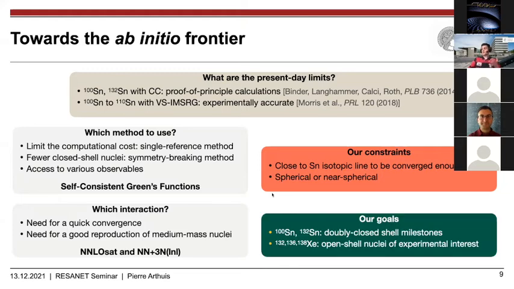So the goals we fixed ourselves were, well, the double closed shell milestones in this area, so tin 100, tin 132, and xenon 132, 136, 138, which are open shell nuclei of experimental interest, for example, in SCRIT in Japan. So that's what we try to tackle.